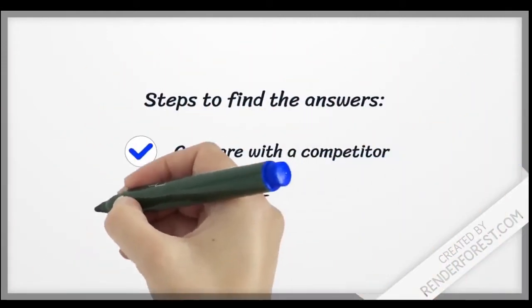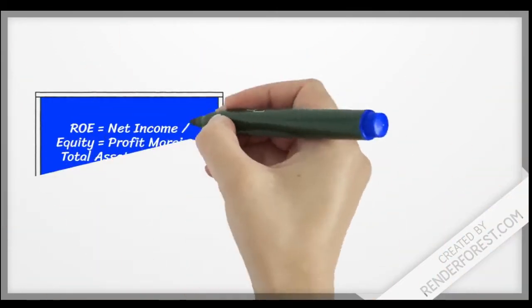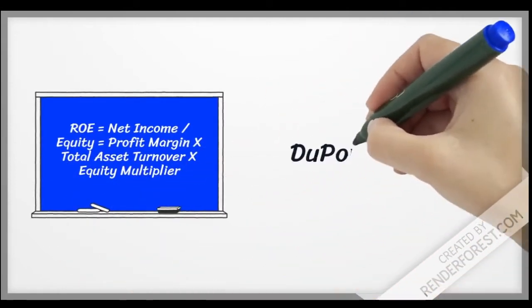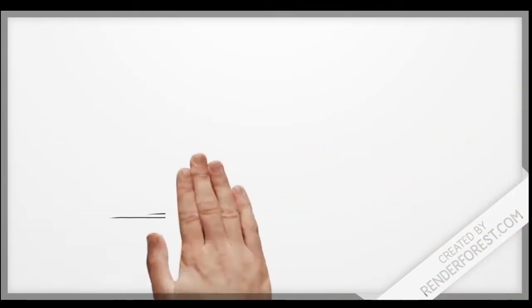To answer these questions, first we need to find a similar company, such as a competitor with whom to compare. Then we will use the DuPont equation. The DuPont equation expands the simple formula ROE equals net income divided by equity into three other financial ratios, which are profit margin, total asset turnover, and the equity multiplier.